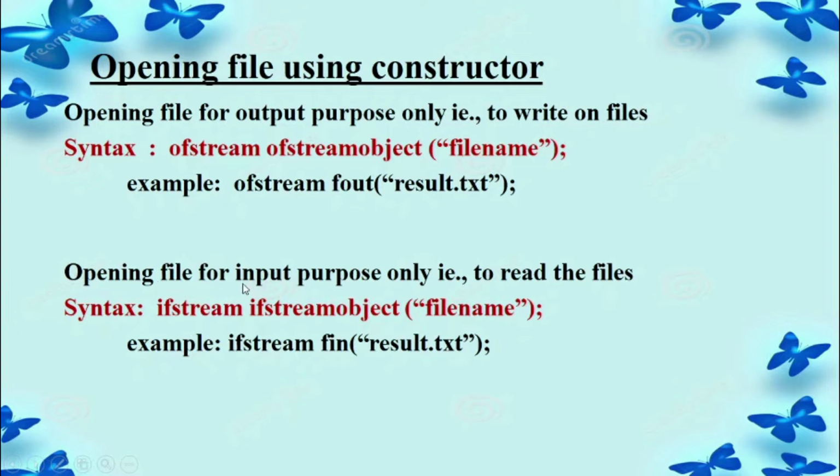Next is opening a file for input purposes only, that is to read the file. We can open a file using this syntax: an ifstream object, and you should specify the file name here. The example is ifstream fin, that is the ifstream object, and result.txt, that is the file name. Using this syntax we can open a file for reading. This is the syntax for opening a file using a constructor.